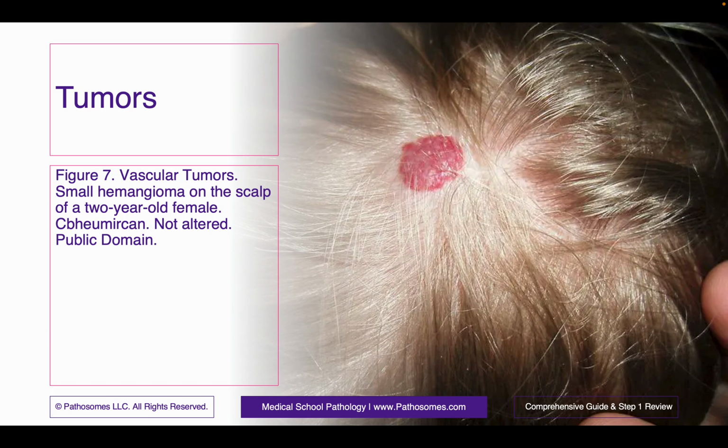Let's talk a bit about tumors, more of those. If you know what this is, you're probably skilled at Gestalt findings, right? It's a small hemangioma on the scalp of a 2-year-old female. It's benign.